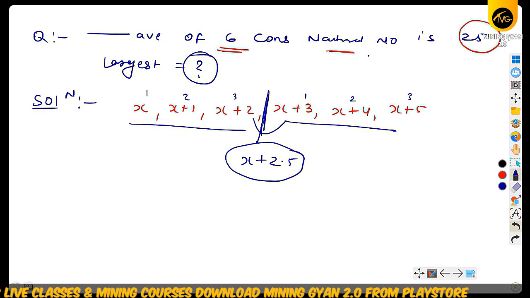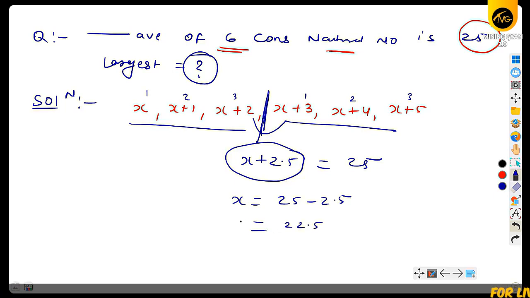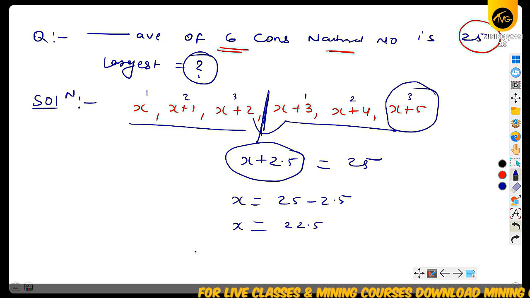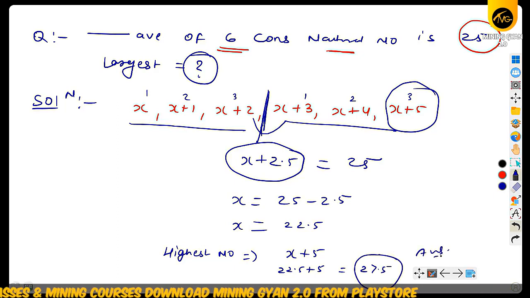Now what is the average of these 6 consecutive numbers? That is 25. Is it clear? x is equal to 25 minus 2.5. So what is the value of x? That will be 22.5. Now if x is 22.5, what is the largest number? The highest number is x plus 5. So x is 22.5 plus 5, that means 27.5, correct? So the answer is 27.5.